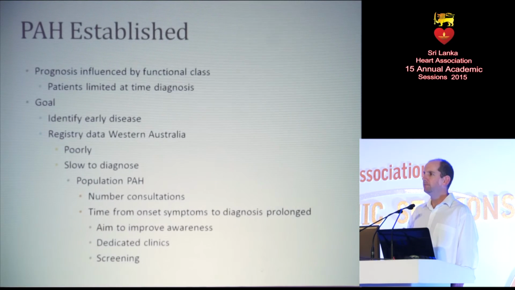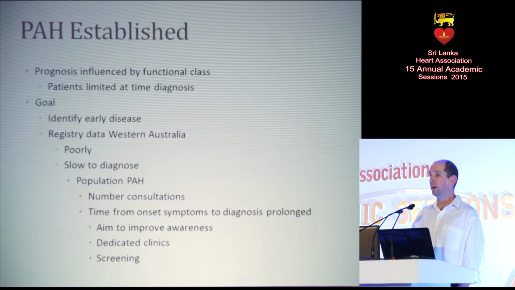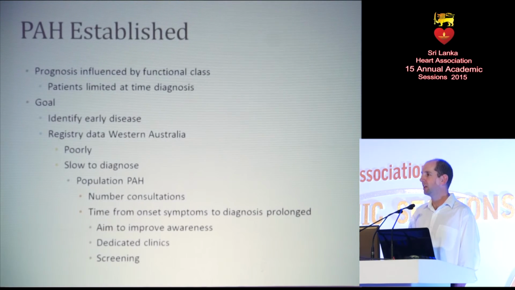So intuitively, it makes sense that prognosis is influenced by your baseline functional class. And often patients are quite limited by the time we make the diagnosis. And so the goal should be to identify the disease early in the process. There's some registry data from some of my Australian colleagues in Western Australia that looked at time to diagnosis for patients with pulmonary hypertension. And even amongst physicians who have an interest in pulmonary arterial hypertension, there was quite a dramatic delay in diagnosis. There were a number of consultations, a number of different specialties, a number of different investigations. And that time from symptom onset to diagnosis was quite prolonged.